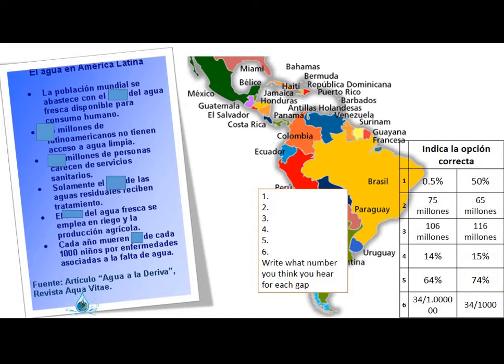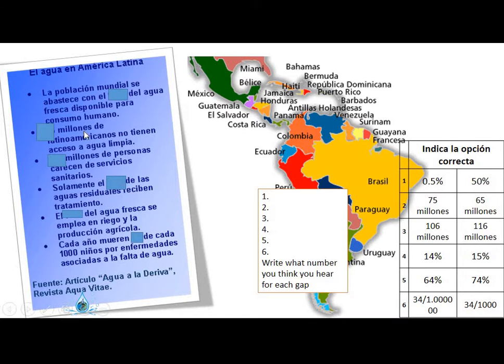La población mundial se abastece con el 0,5% del agua fresca disponible para consumo humano. I'm going to do number 1 again. La población mundial se abastece con el 0,5% del agua fresca disponible para consumo humano. Now I have just said one of these here. Which one was it? Okay, number 2.